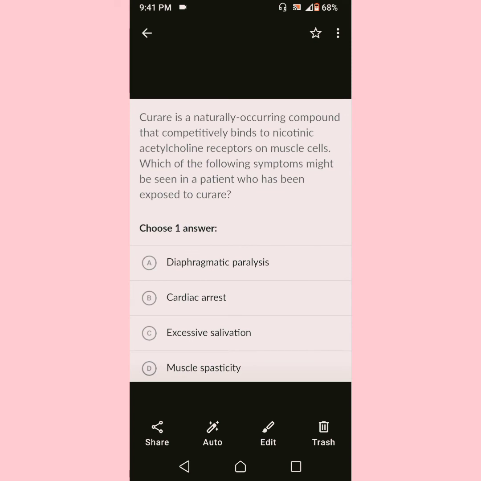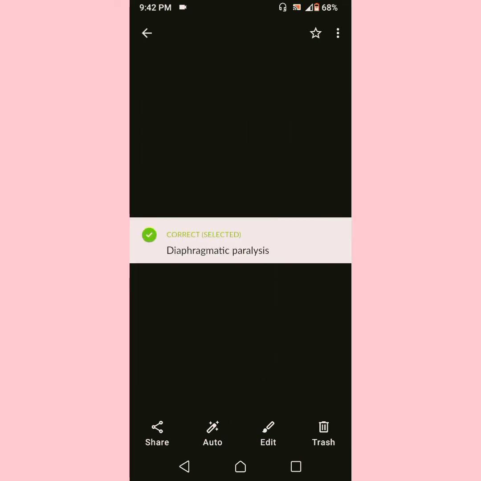Next MCQ is curare is a naturally occurring compound that competitively binds to nicotinic acetylcholine receptors on muscle cells. Which of the following symptoms might be seen in a patient who has been exposed to curare? Option A diaphragmatic paralysis, option B cardiac arrest, option C excessive salivation, option D muscle spasticity. The correct option is diaphragmatic paralysis.